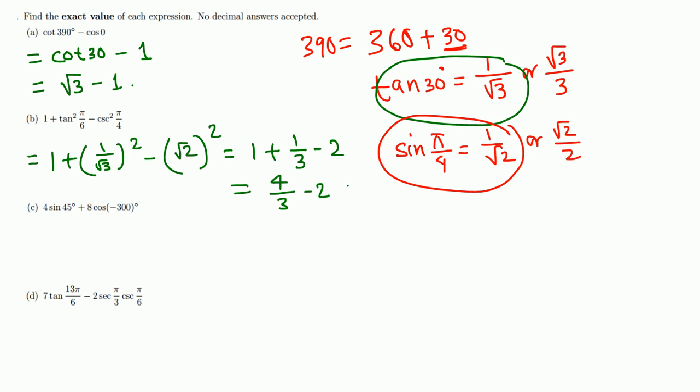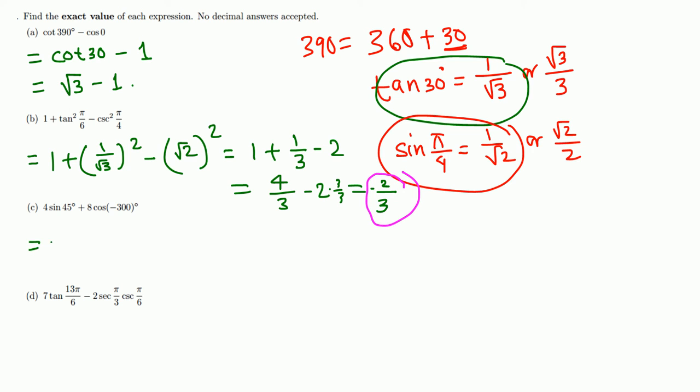Now combine these two fractions. We have to make a common denominator, so multiply the second 2 by 3 over 3, so that 3 is the common denominator. 4 minus 2 times 3, 2 on the top, 2 times 3 is 6. 4 minus 6 is negative 2, so negative 2 over 3 is the answer. Okay, negative 2 over 3.